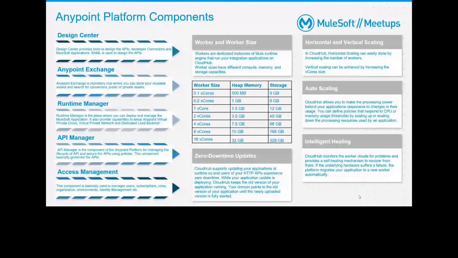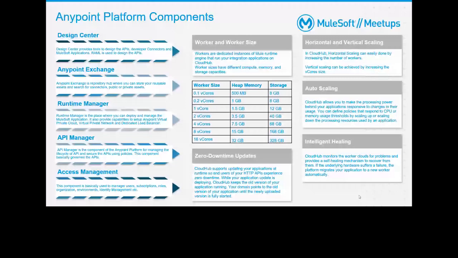So if you are selecting one worker, in case one of the availability zones goes down, your MuleSoft will try to recover that application in another availability zone. Those kinds of things are automatically taken care of by the platform, so you don't have to worry about them. That is the intelligent healing.